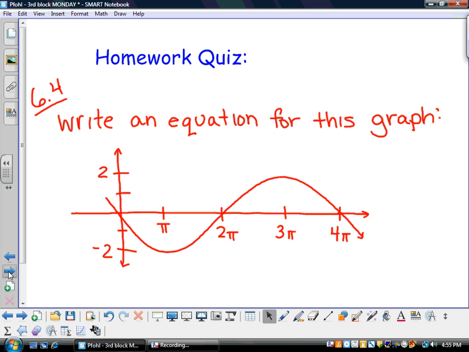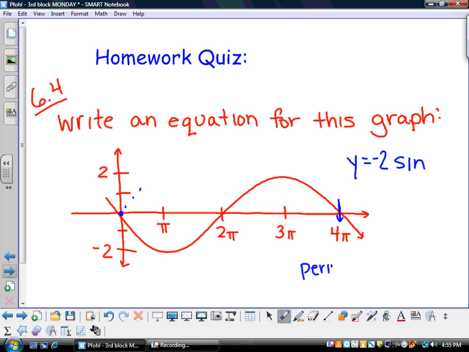All right, the answer to this homework quiz problem. The amplitude of that graph is 2, so there should be a 2 out front. It's starting at 0, so we know that it's going to be a sine graph. Sine graphs typically go up first. Since this one's going down first, we know it's going to be -2 out front to flip it over the x-axis.